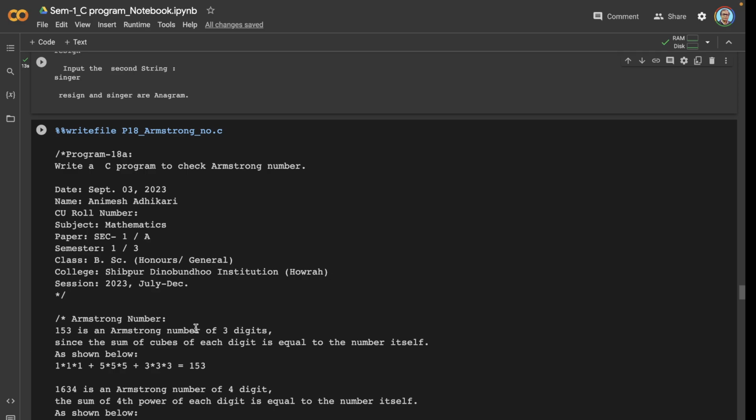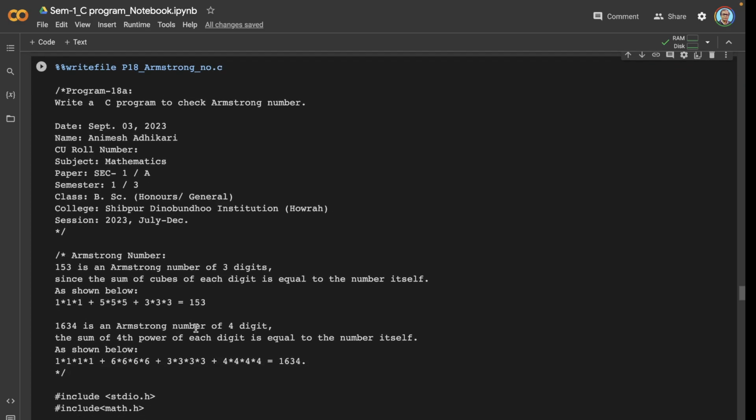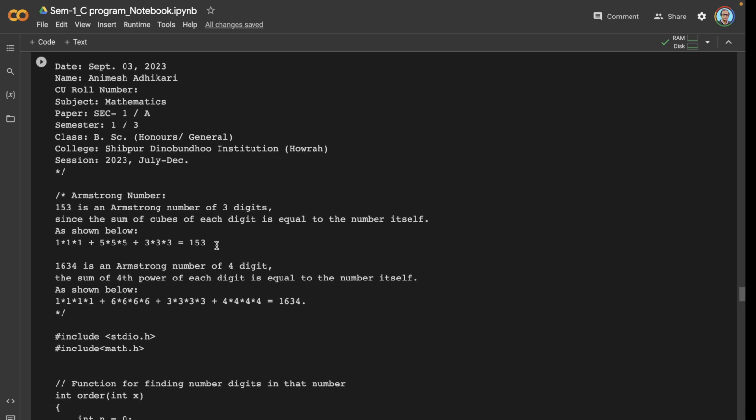This next problem, Armstrong number. Actually, 153 is an Armstrong number because 153 is three digits. So 1 cube plus 5 cube plus 3 cube equals 153. So this is the number. Since the sum of cubes of each digit equals the number itself, 153 is an Armstrong number.